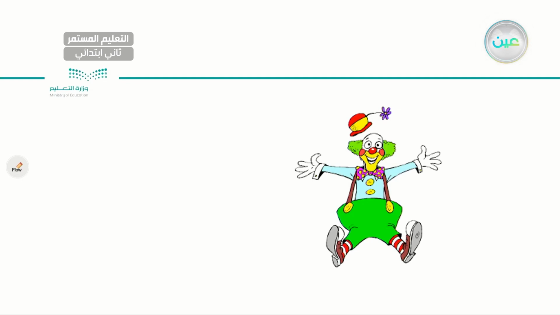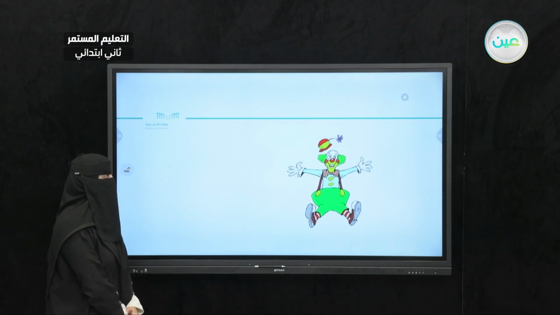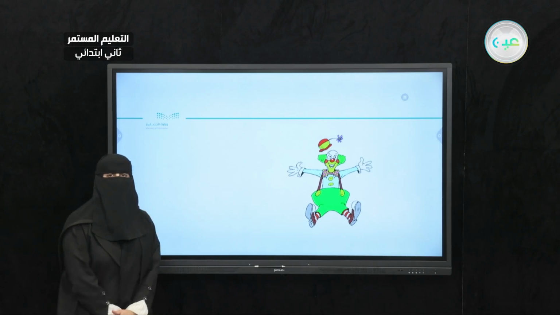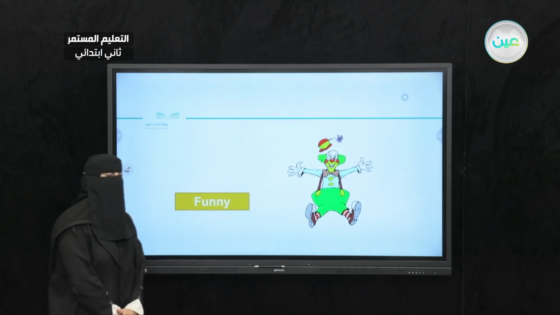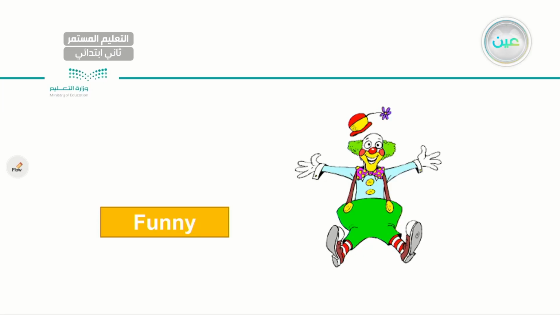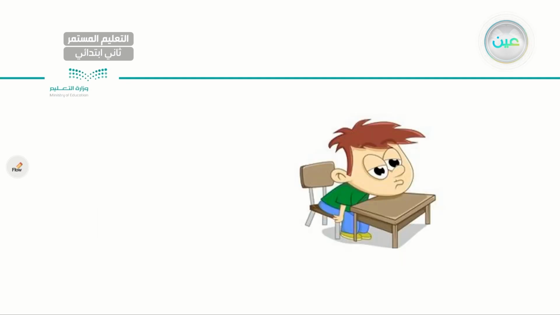Let's go to the next one. How about this clown? He is not sad. You can't tell that, right? So how does he feel? He feels funny. Very good. Funny. One more time. Funny. One last time. Funny. Very good. Excellent.